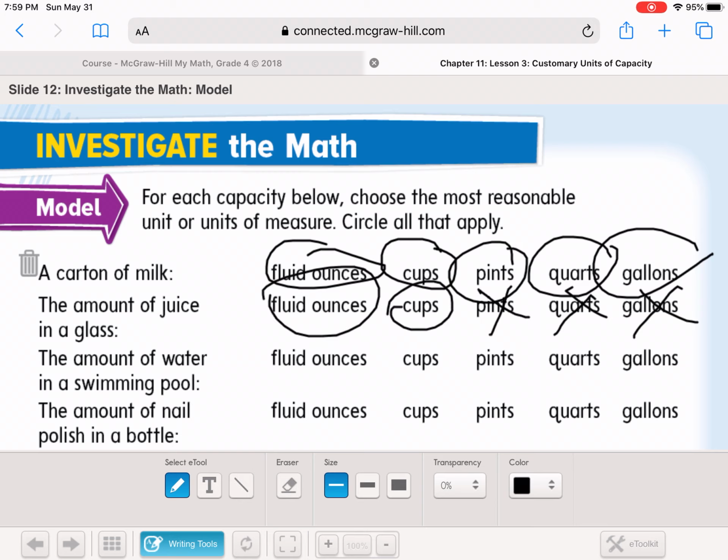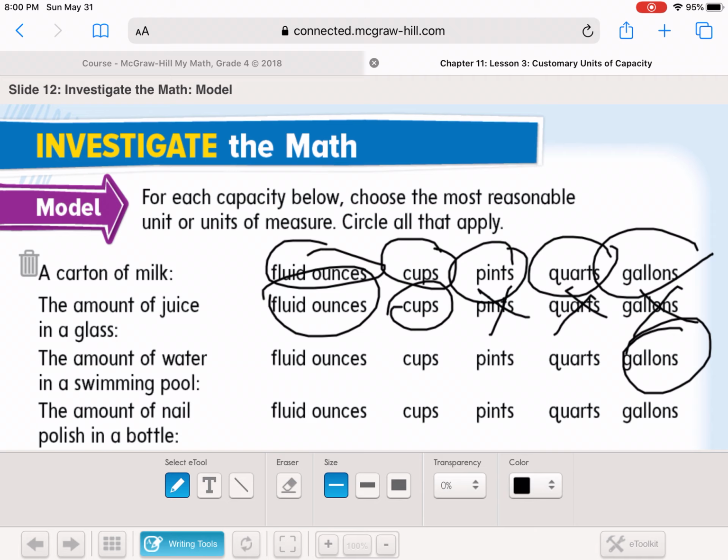The amount of water in a swimming pool. Well, we wouldn't talk about fluid ounces, because fluid ounces is like a quarter cup, a half cup. So the amount of water in a swimming pool is gallons. And usually when people fill up their swimming pool, someone will say, well, how many gallons is it? Oh, it's 100,000 gallons.